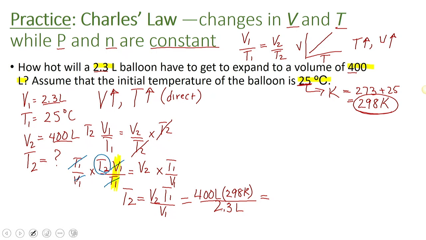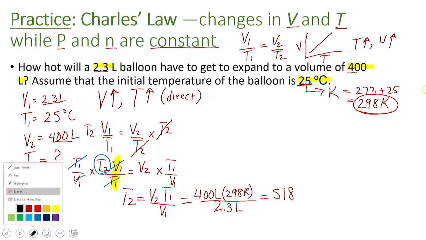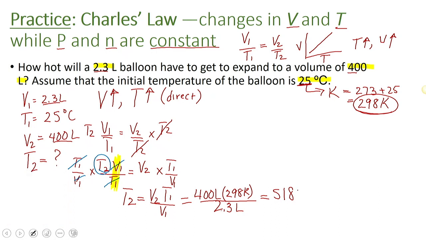When you plug all of this in your calculator, you get 5, 1, 8, 2, 6. So if we want just one significant figure, we have to round to 50,000 and put in zeros as placeholders. All right, 50,000 K. Does that make sense? Our volume went up by a whole lot, so our temperature should go up by a whole lot. So that is our answer, 50,000 K.